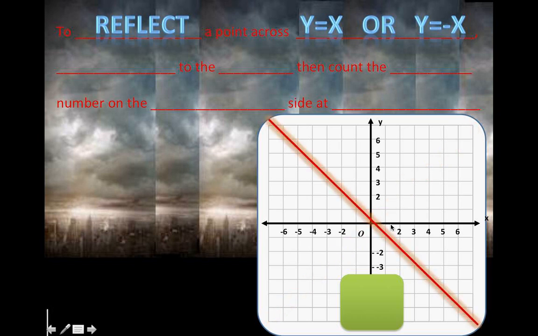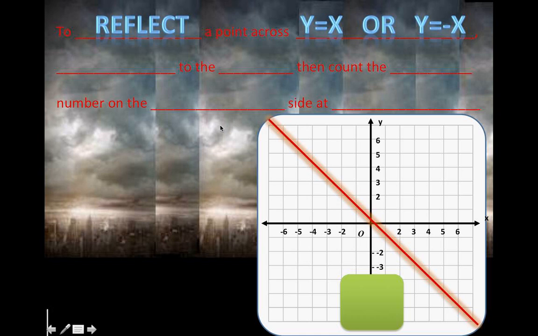The line y equals negative x goes the other way. So if your y value is 1, your x value is negative 1. If your y value is 2, your x value is negative 2. If your y value is 3, your x value is negative 3, and so forth and so on. So it's the opposite of it going across the way, this diagonal right here.